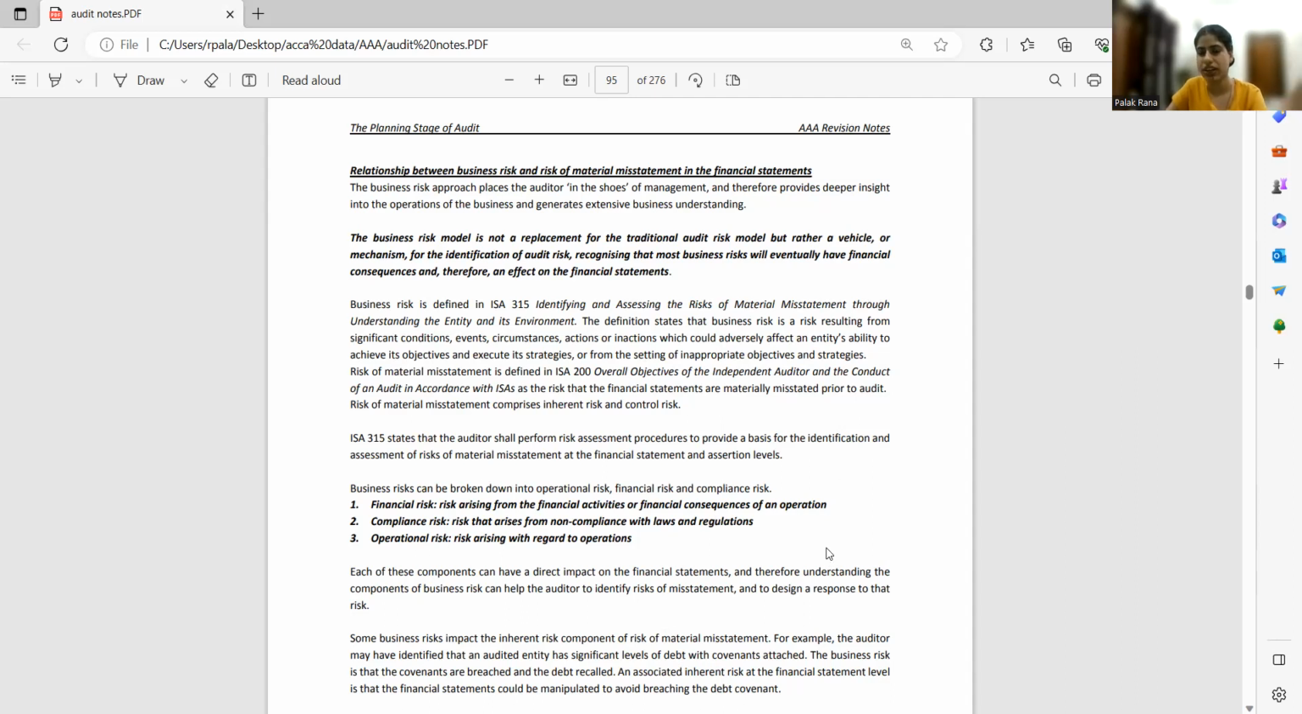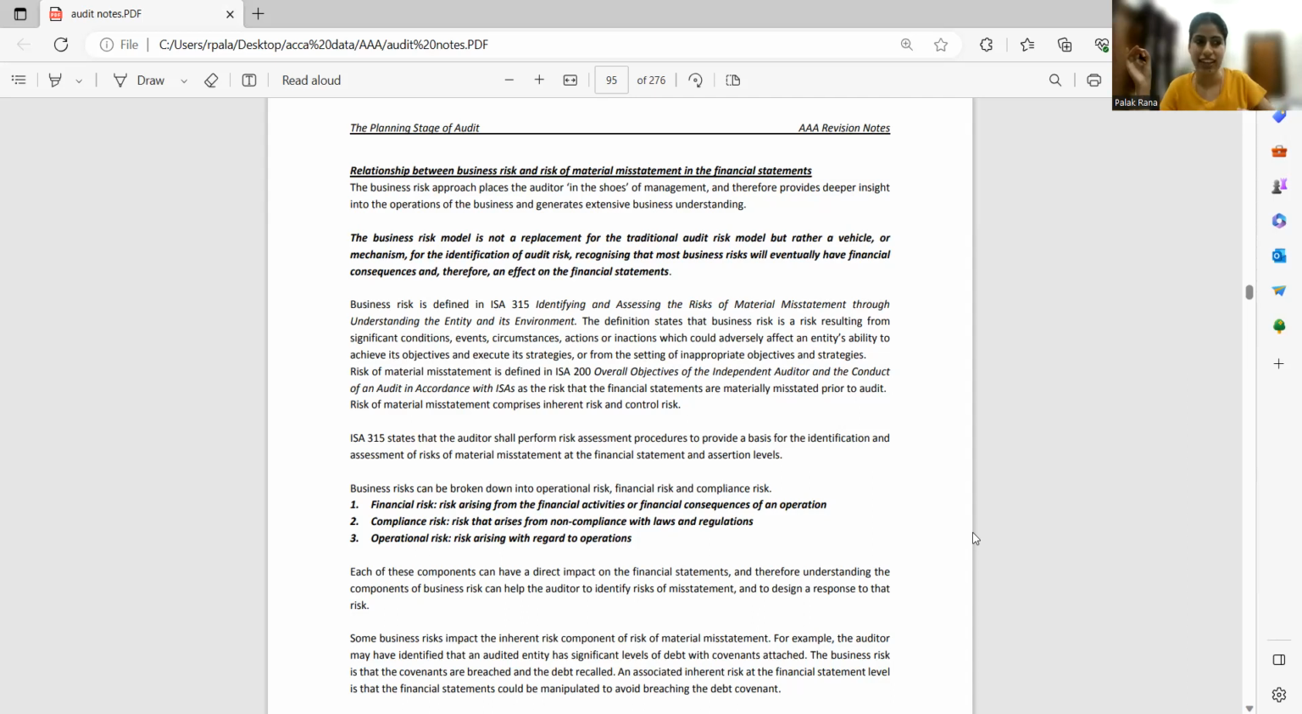Guys, the compliance risk one we have discussed already: suppose my business is not able to comply with those laws and regulations, and due to that non-compliance I might be subject to some penalty, I might suffer some goodwill issue, and with that my business is disrupted. That is a risk to my business, and all those things can impact my ROMM.